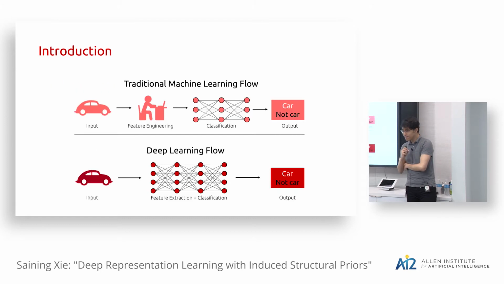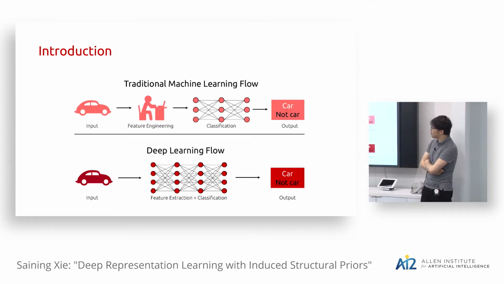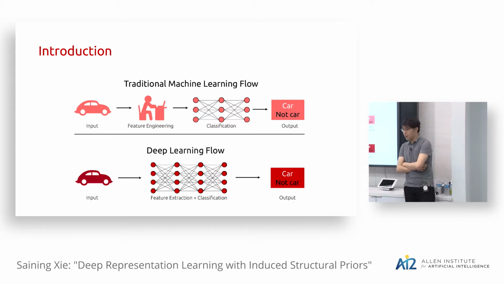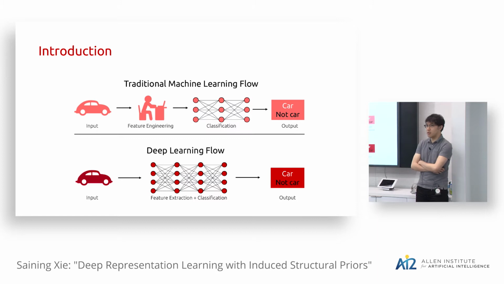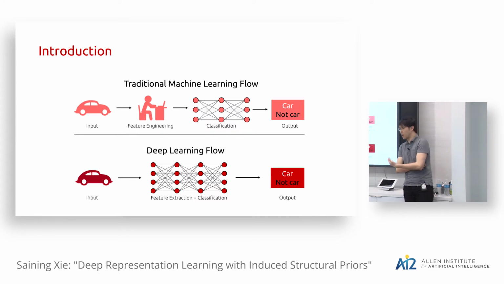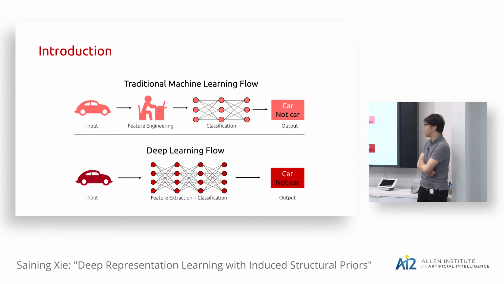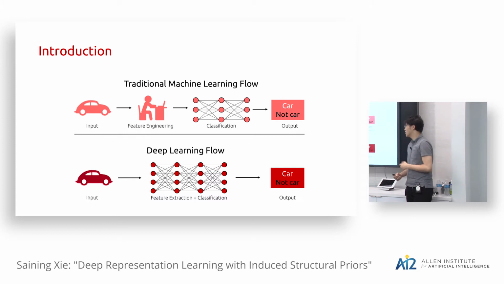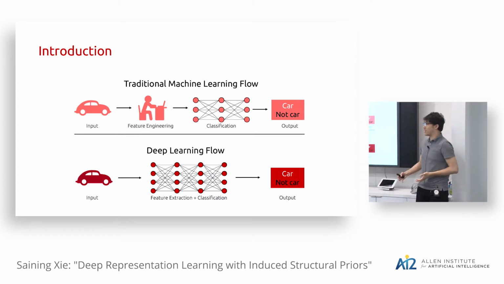Okay, so to begin with, I want to briefly revisit the traditional machine learning flow. You're given some input, and it's typically from a specialized task. There should be a human in the loop to do so-called feature engineering work. Then you have a classifier and you get an output from the classifier. This is the traditional machine learning flow. And the promise of deep learning is that we do not really need to do this heavy feature engineering anymore, right? The feature extraction and classification can be automatically done using a neural network in an end-to-end manner.